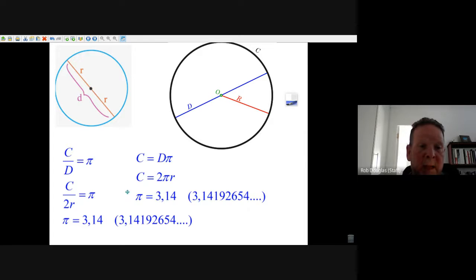So if you know the distance across the center, you can just multiply it by pi. The other thing is, if you knew just the radius, then you go 2 times the radius, and that's the same as the diameter. So 2 pi r, and the diameter times pi, that's the same formula, really. It's just a different way of writing it.